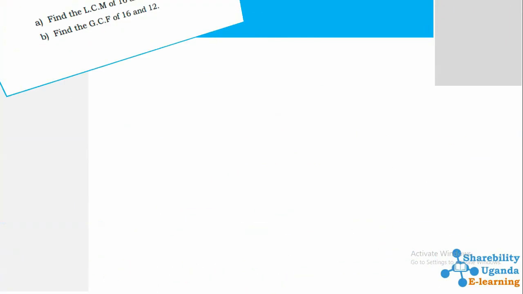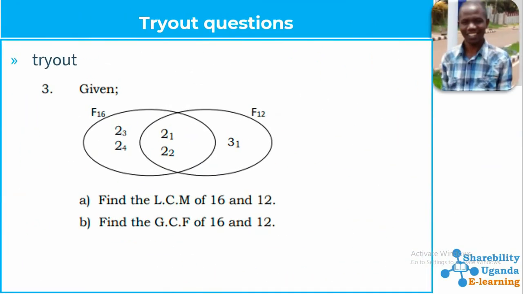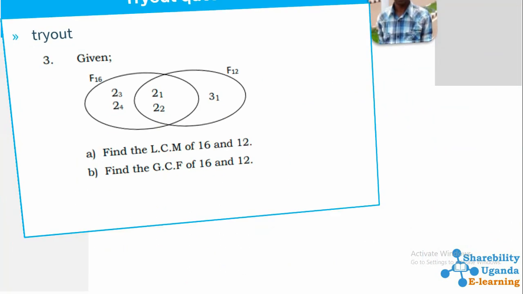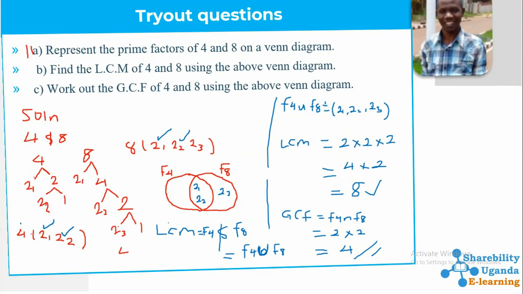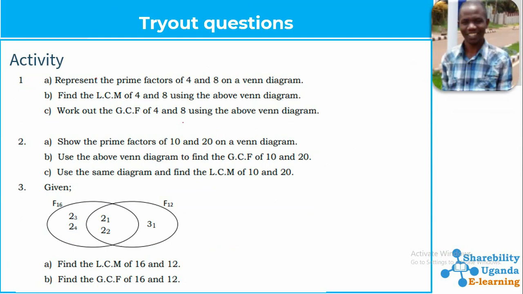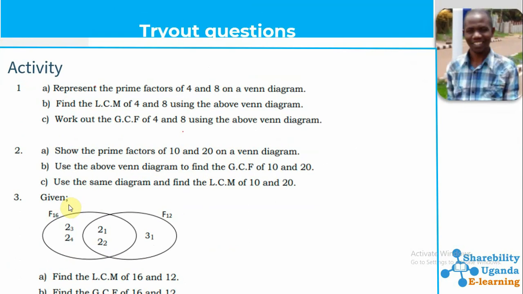Our main purpose today is to handle question 3, because question 2 has the same knowledge. It says show the prime factors of 10 and 20, then the GCF and the LCM. So we shall automatically go to our question 3.